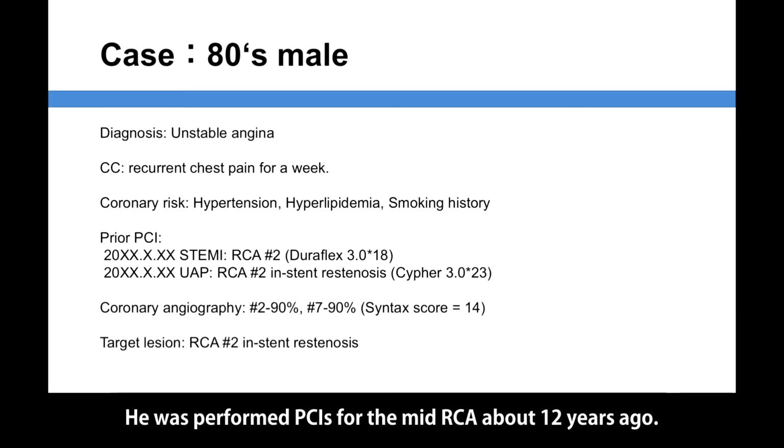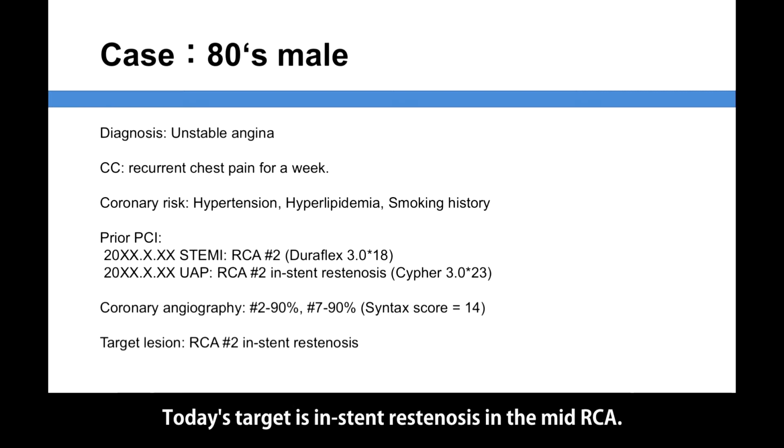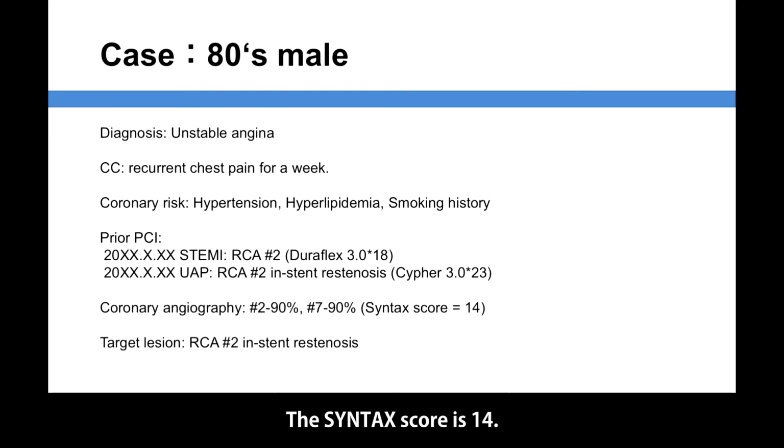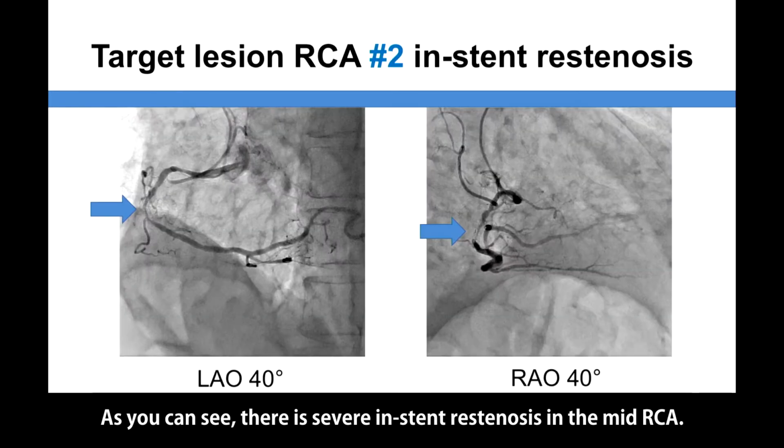He underwent PCI for mid-RCA about 12 years ago. Today's target is in-stent stenosis in mid-RCA. 1 BMS and 1 DES were previously implanted. The SYNTAX score is 40. I will show you today's target vision. As you can see, there is severe in-stent stenosis in mid-RCA.